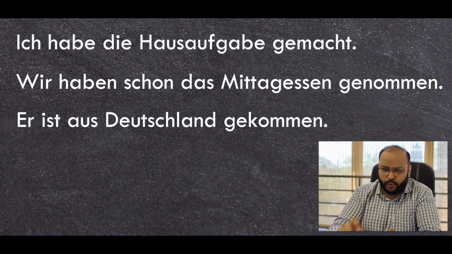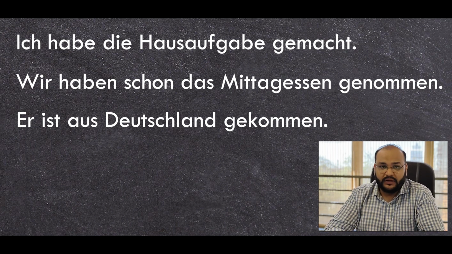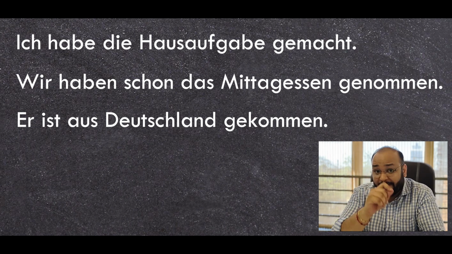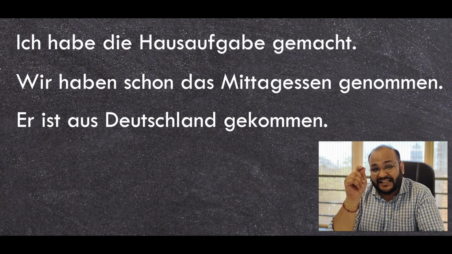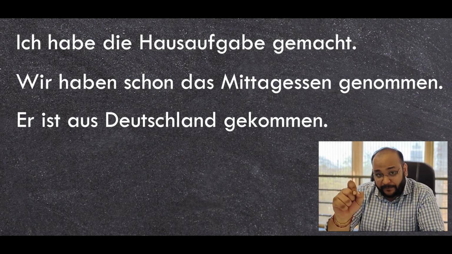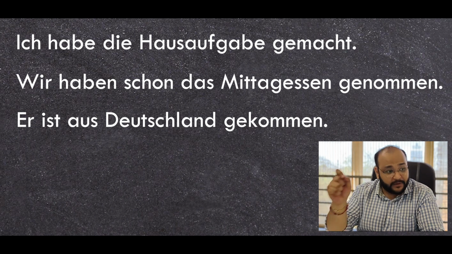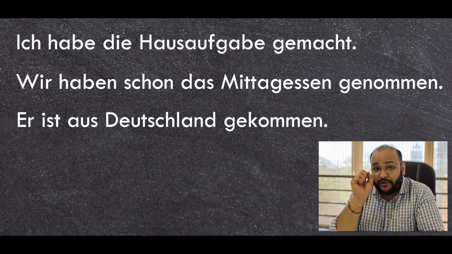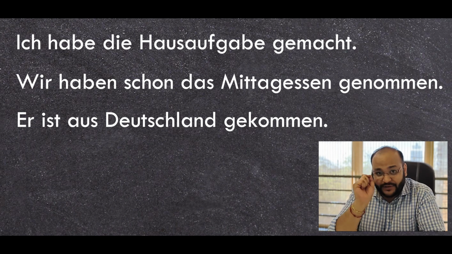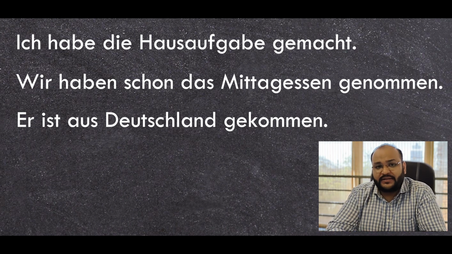So now a simple rule to understand when to use haben and when to use sein as a helping verb. Whenever the verb of action itself shows some kind of movement from place A to place B, from one place to another place, we use sein as the auxiliary verb. And when there is no movement, we use haben as the auxiliary verb.